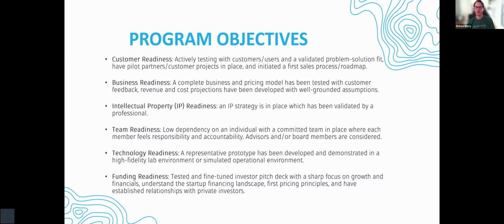Technology readiness, super important. A prototype has been developed by you and demonstrated in a hi-fi lab environment or simulated operational environment. So the point is you've built something, a set of features that work for your end user or your customer, and we can help you test that. And then finally, of course, funding readiness. And I'll talk about bootcamp and the accelerator soon when it comes to investors, but you will be investor ready, to talk to and have very valuable conversations with investors across Australia, and you'll be connected to them should you make it through to bootcamp, which I'll talk about in just a second.